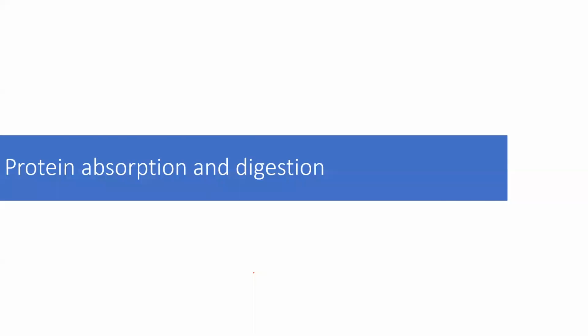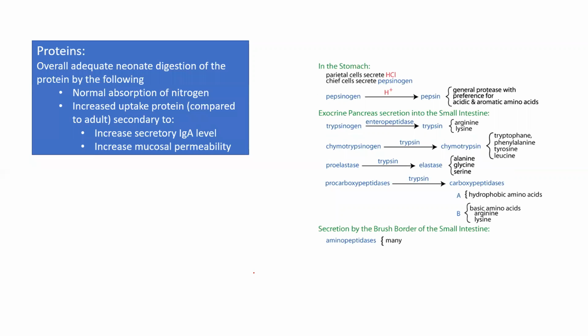What about the protein? Overall, babies absorb protein adequately because of two factors. Number one, they normally absorb the nitrogen breakdown of the amino acids. Number two, the baby, especially with breast milk, has higher secretory IgA, and the mucosal ability to absorb the protein is increased.